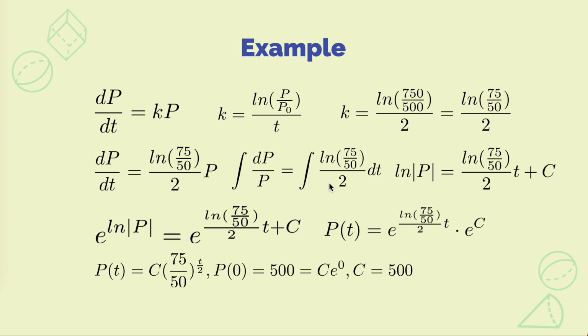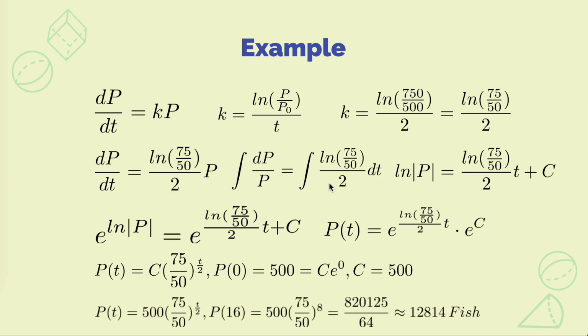And now this is why it's clear that that constant is always going to represent the initial population, because when I plug in 0, e to the power of 0, or 75 over 50 to the power of 0, is still going to be 1. And so it's always going to be the case that when we have some initial population, it'll cancel everything else out and we'll just be left with that constant. Okay, and then using the formula, P of t is equal to 500 times 75 over 50 raised to the power of t divided by 2. That's the equation that models our situation.